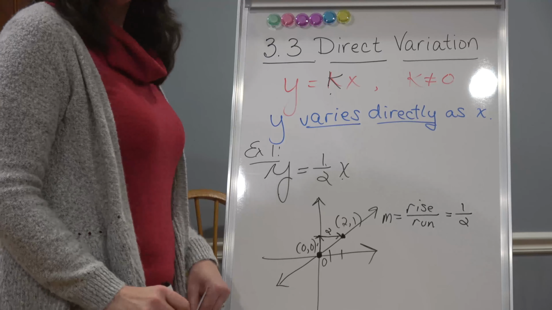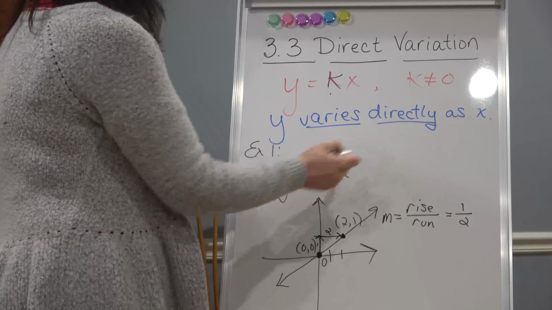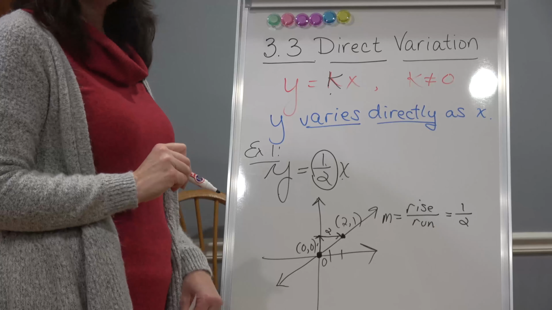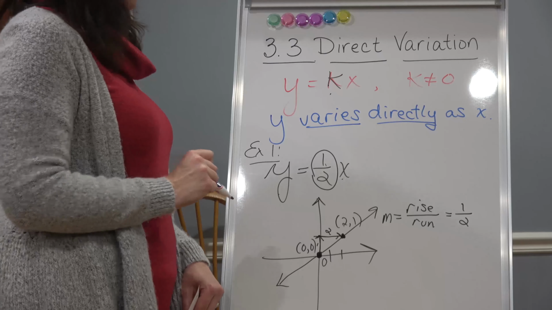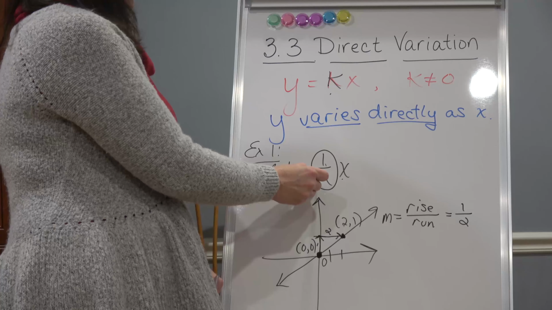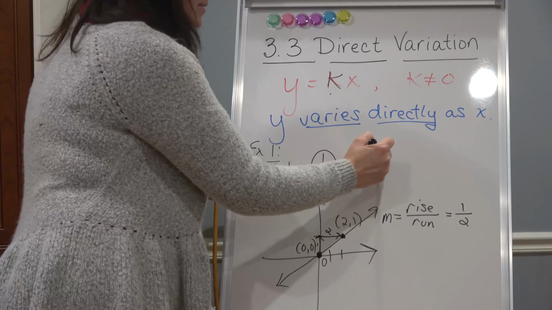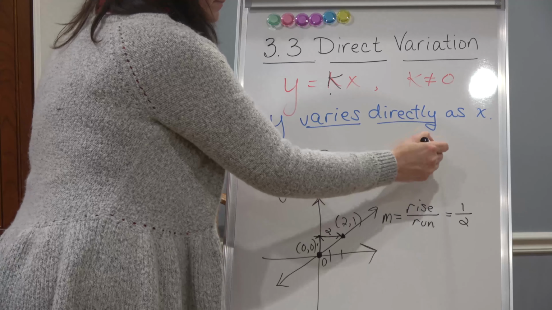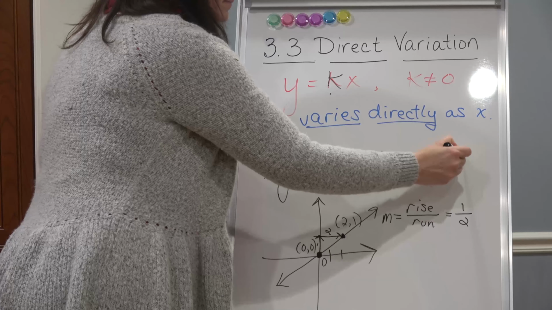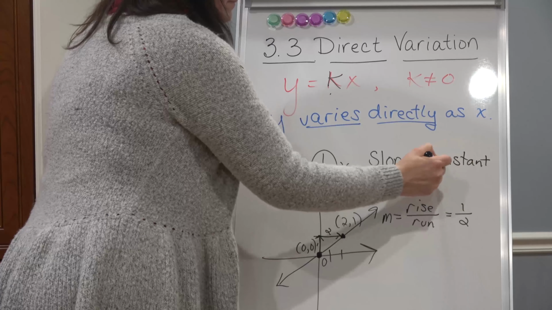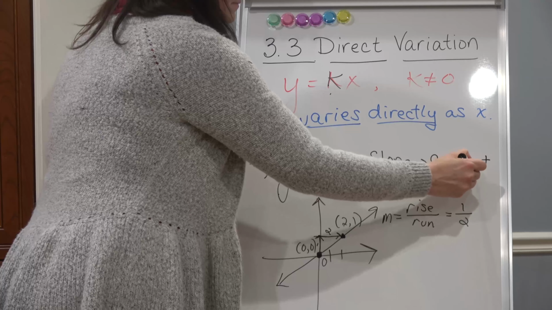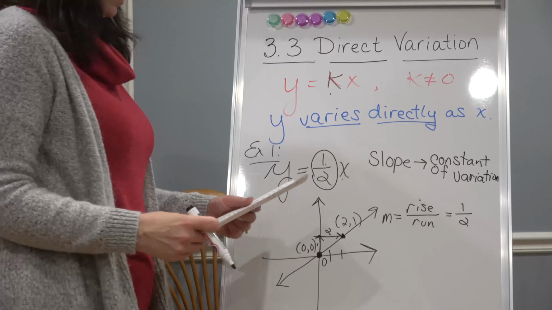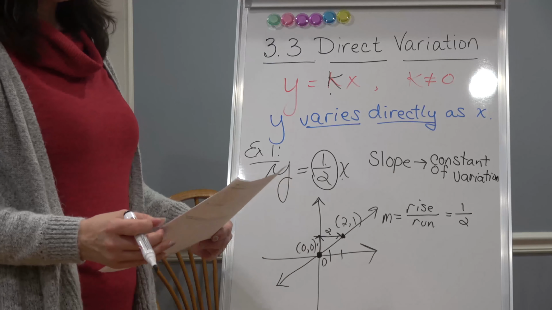Now I know what you're probably thinking. That 1/2 sounds familiar because, yeah, it's right there. It's the coefficient of x, okay? So the slope is the same as the constant of variation. Okay, so that's a very important connection between the two.